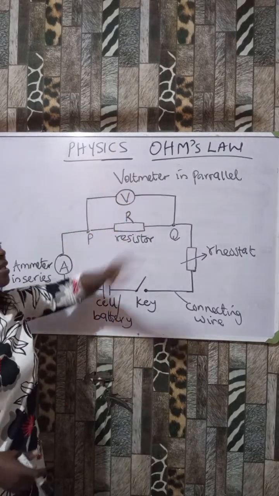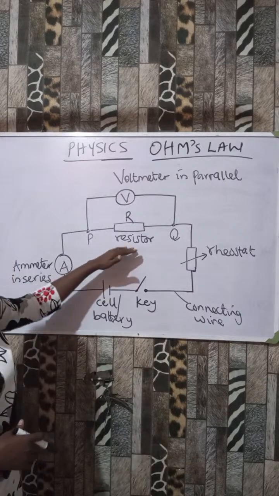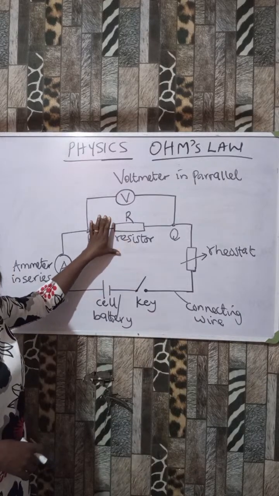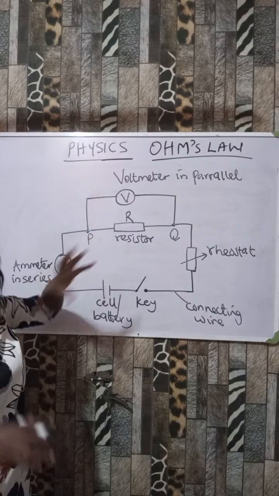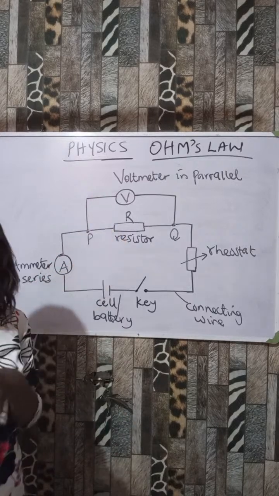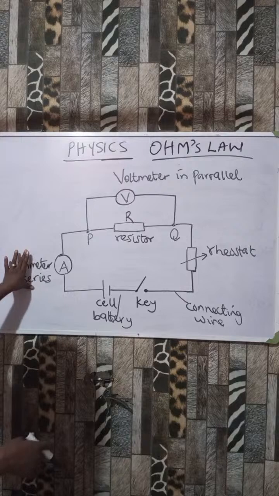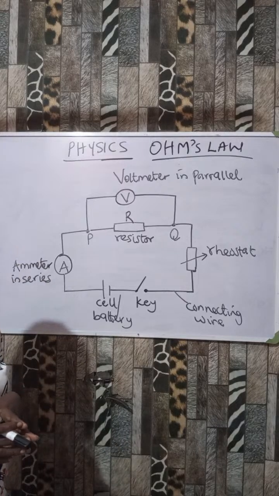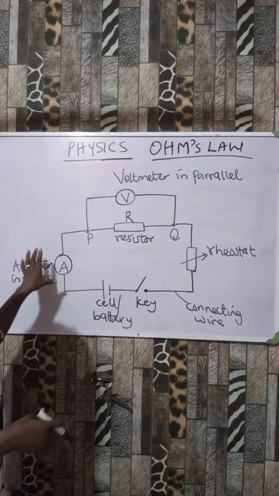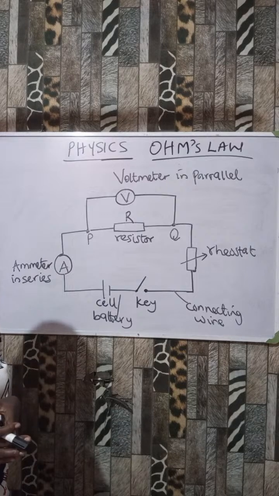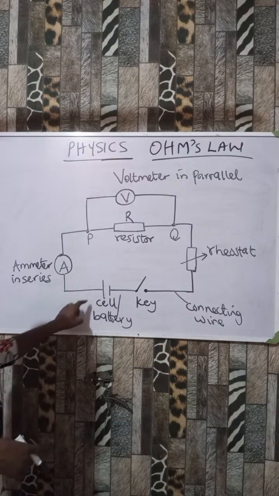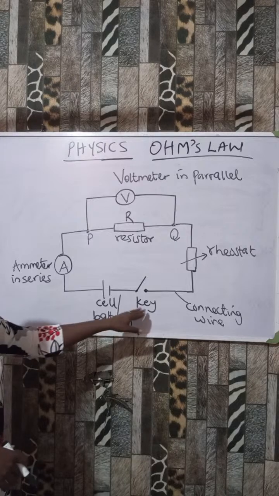Voltmeter must be connected in parallel to the resistor because the resistor is the load, okay? It will help to reduce or to manage the amount of resistance that is allowed to flow in this circuit. Now the ammeter is always connected in what? In series, so that the current that's flowing through it can be detected accurately. Do you understand? Now this is a cell or what? Battery. This is a key.